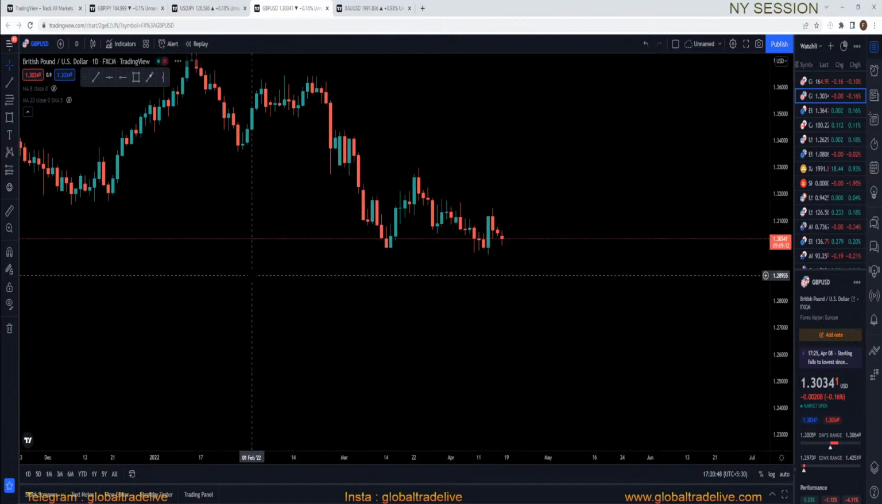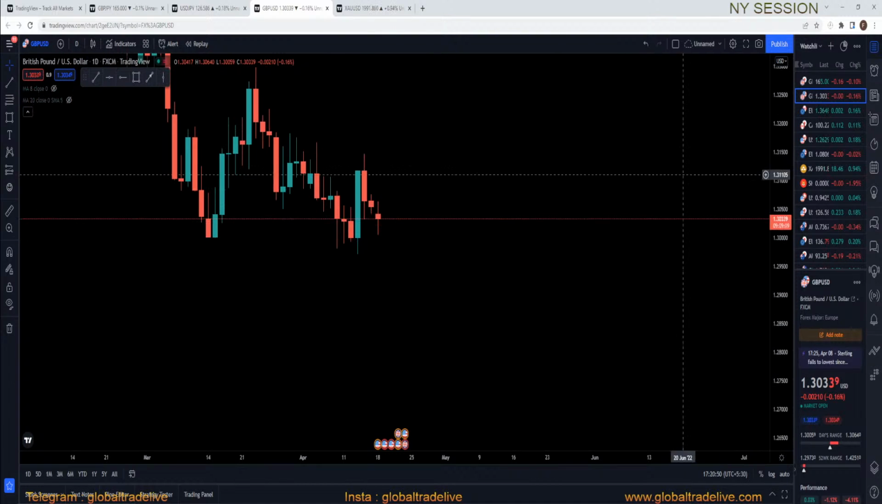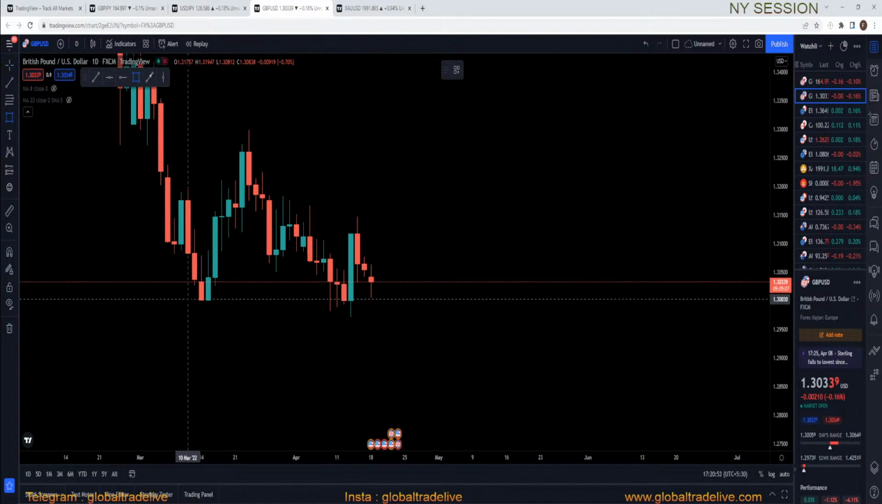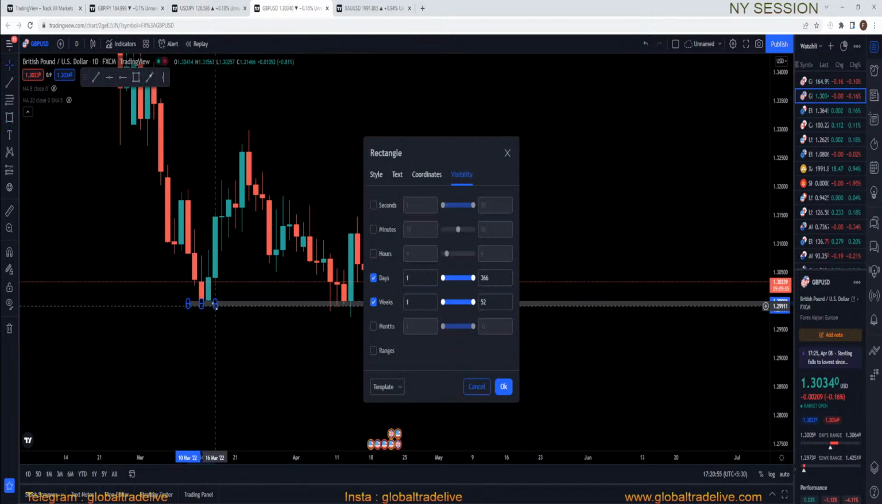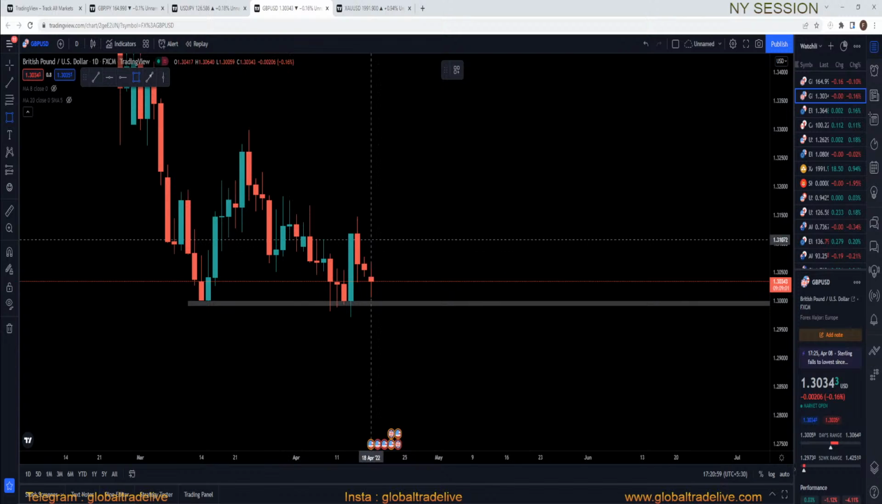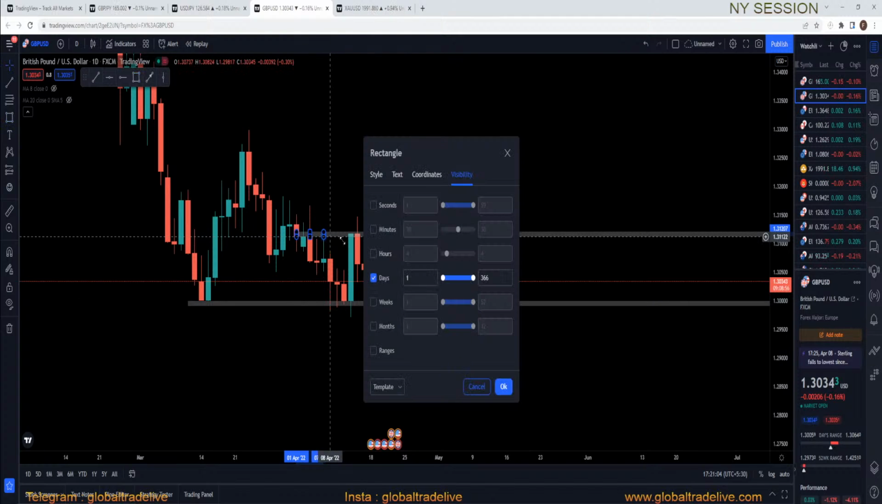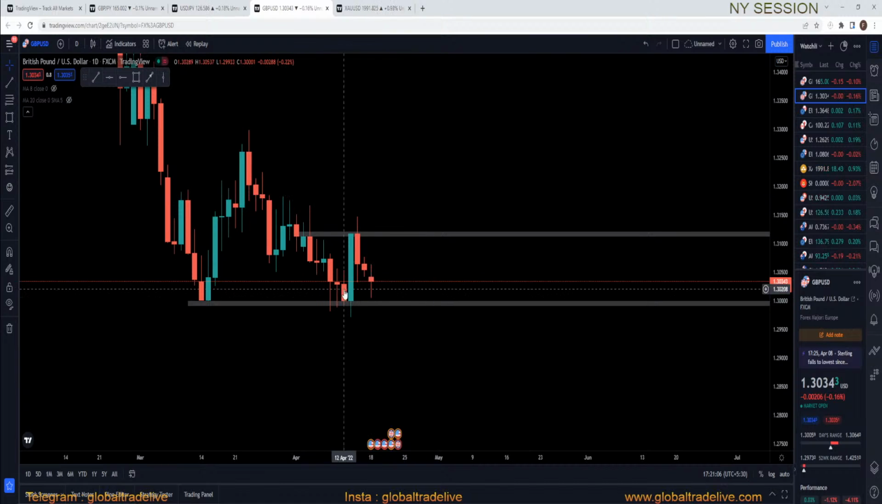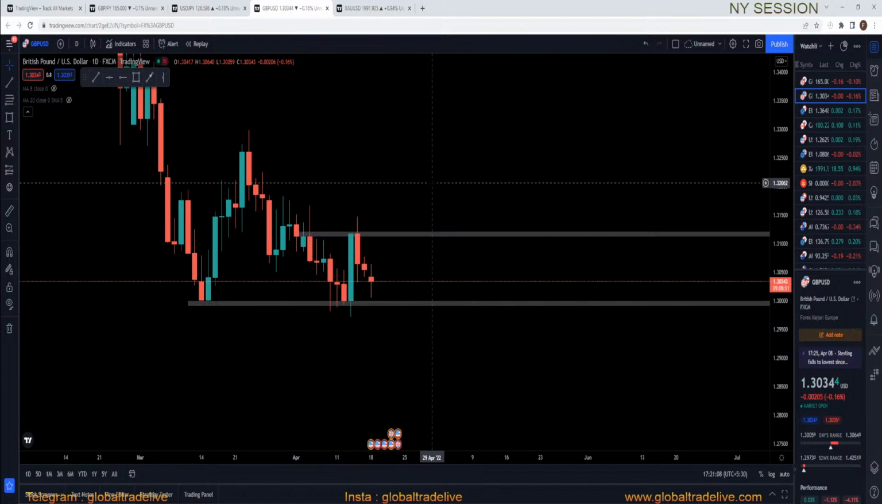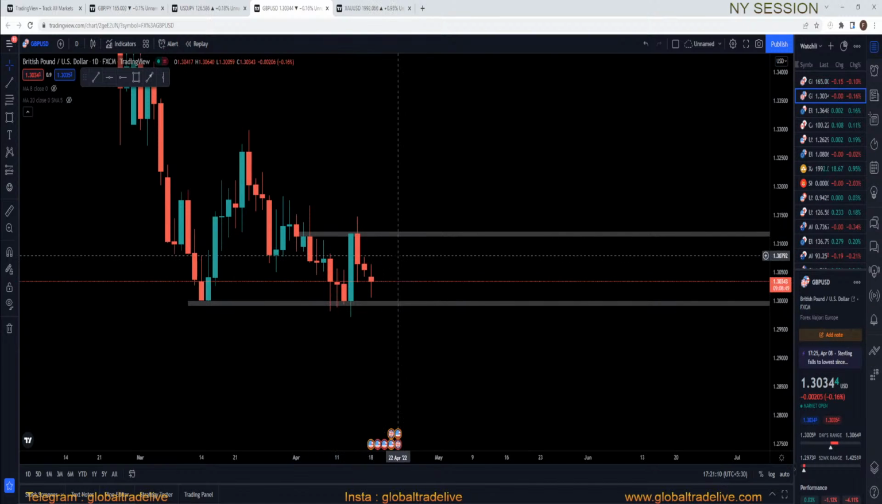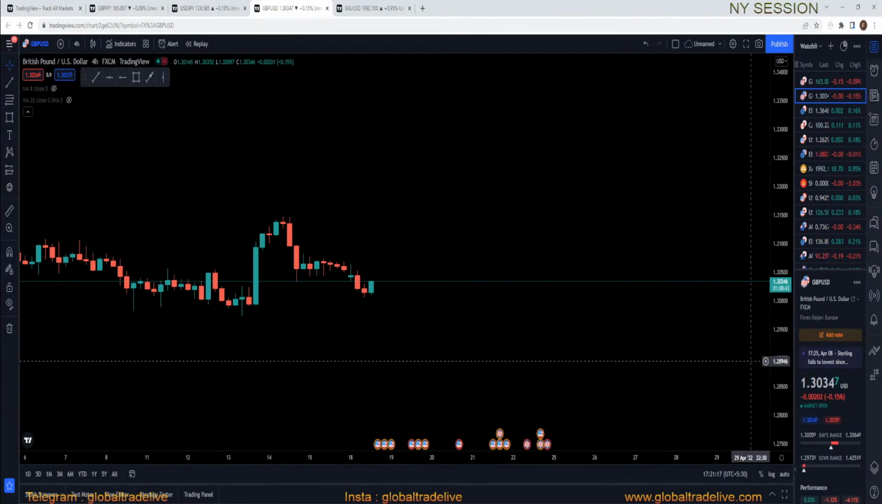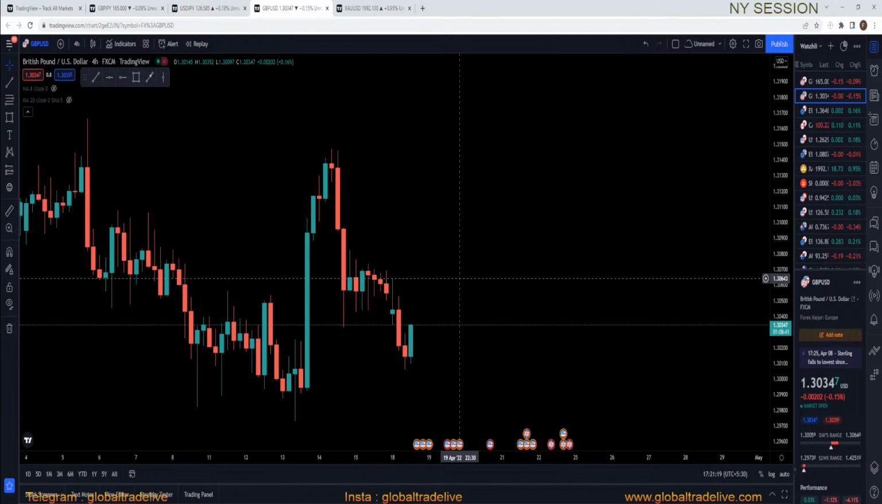So after the weekly, let's talk about the daily. In the daily, there is a strong level of support down over here, and there is a resistance up over here, and this thing is just a range. So the market is right now ranging in a big range, but nothing has broken yet, so need to wait. So after the daily, let's talk about the 4-hour over here.